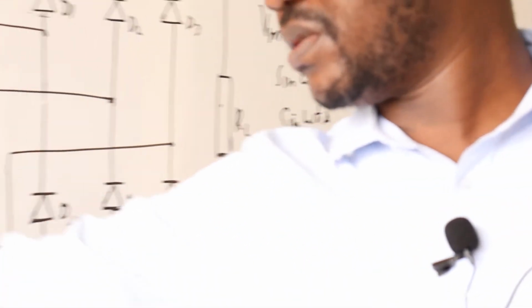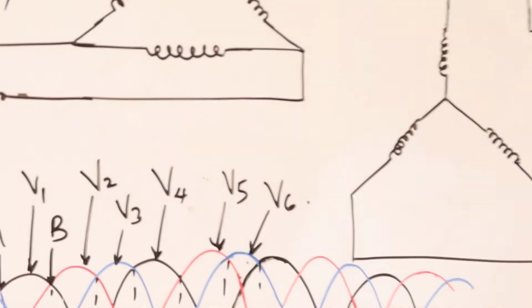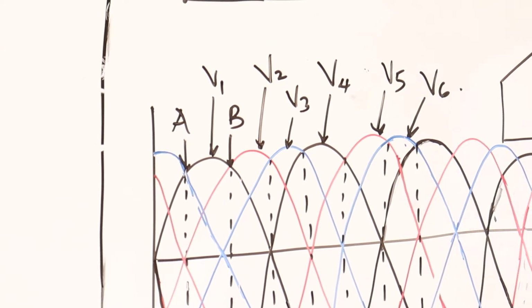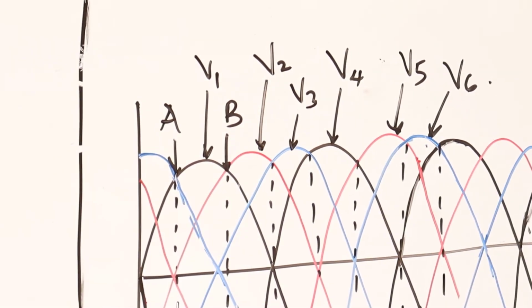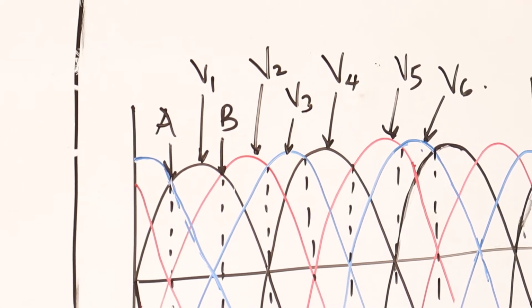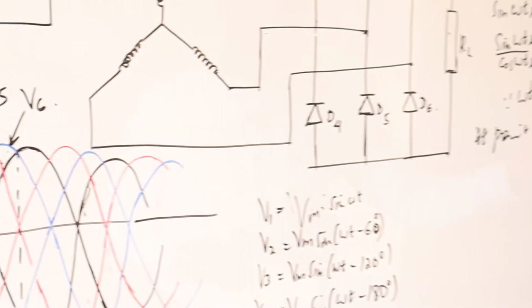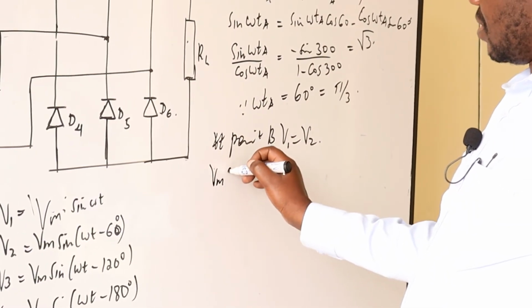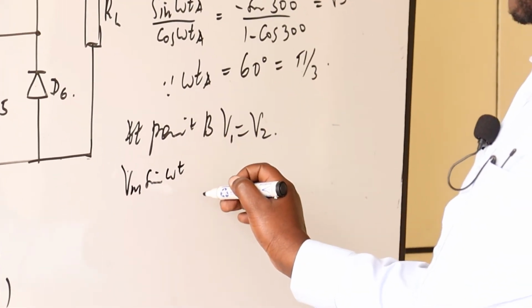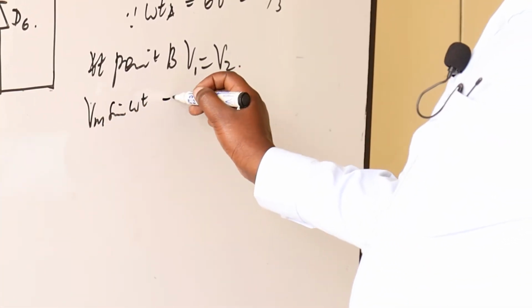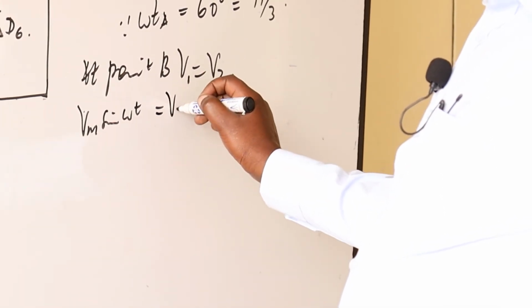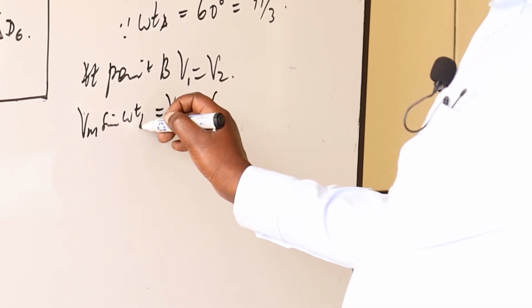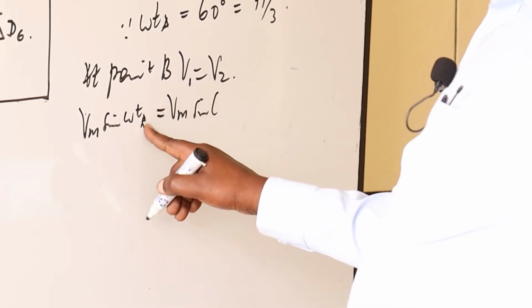Then we also consider point B, where now it is V1 equals V2. So at point B, V1 equals V2, or V1 is here, Vm sine omega t equals Vm sine omega t. Actually, it should be omega t at B. We denote B here.